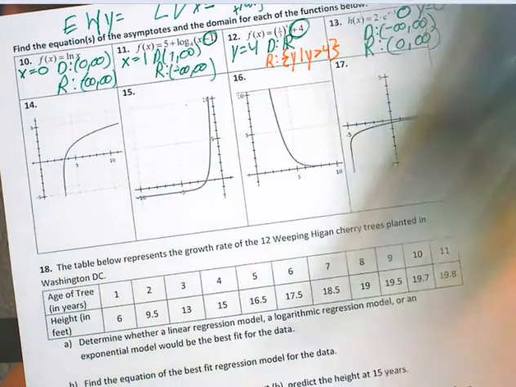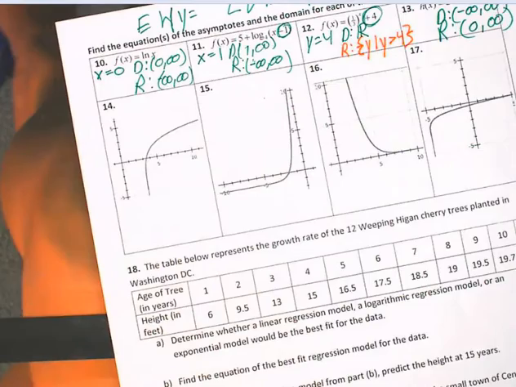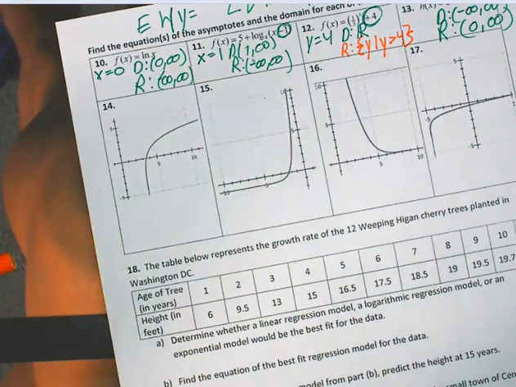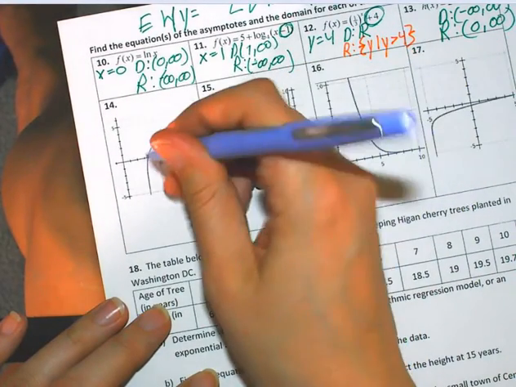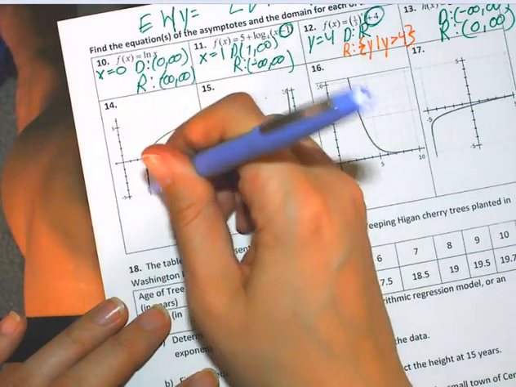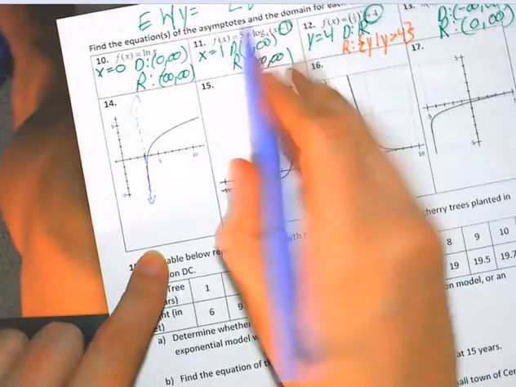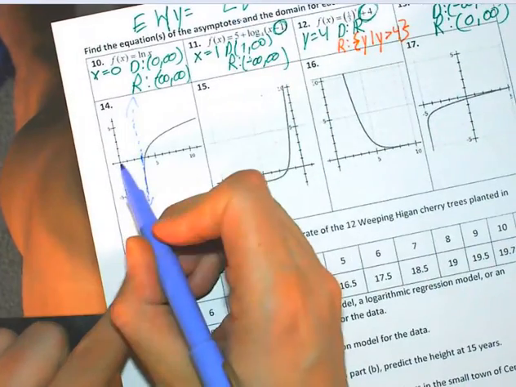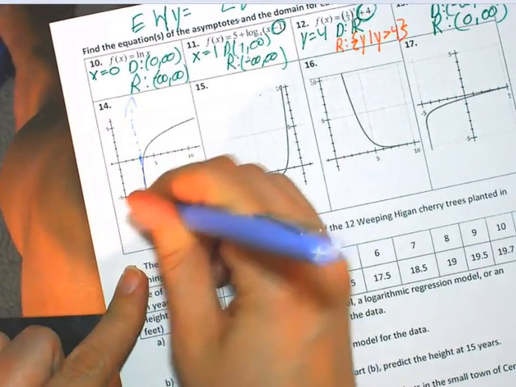All right, let's look at some more that don't have the equations. They're just giving us the picture. So my suggestion is to go ahead and draw on your asymptote here. Right, so I have an asymptote right here. Okay, so because I have a vertical asymptote, I know this is logarithmic. So my vertical asymptote is at 1, 2, 3, x equals 3.